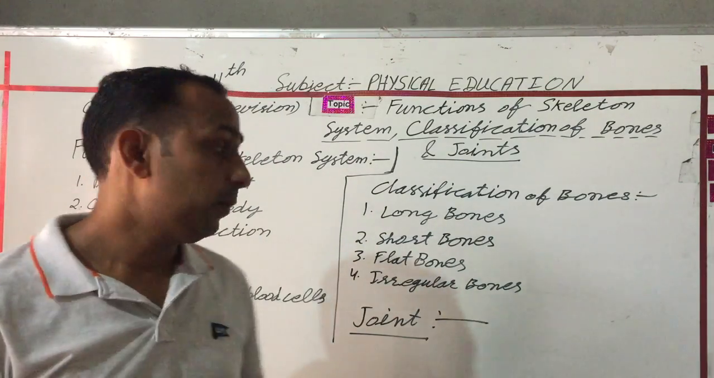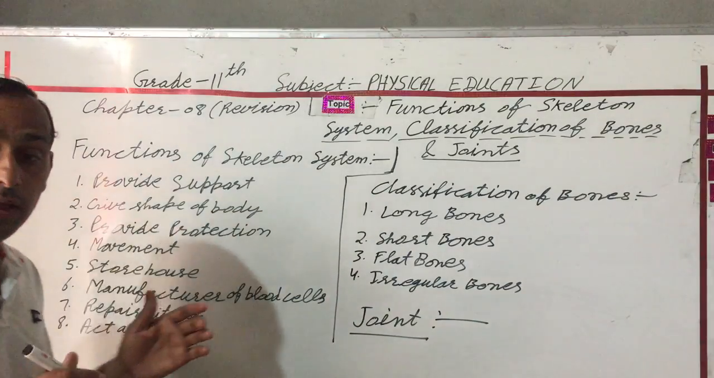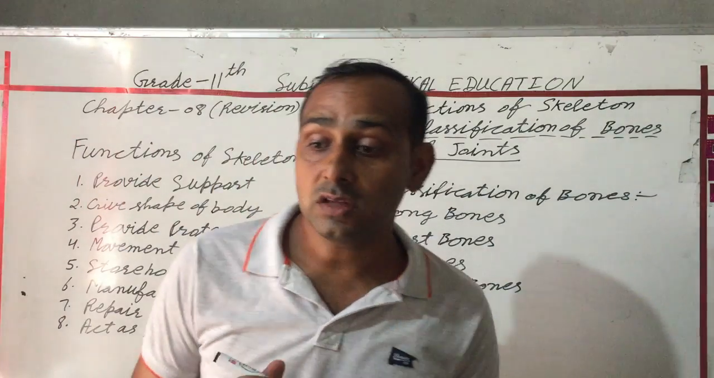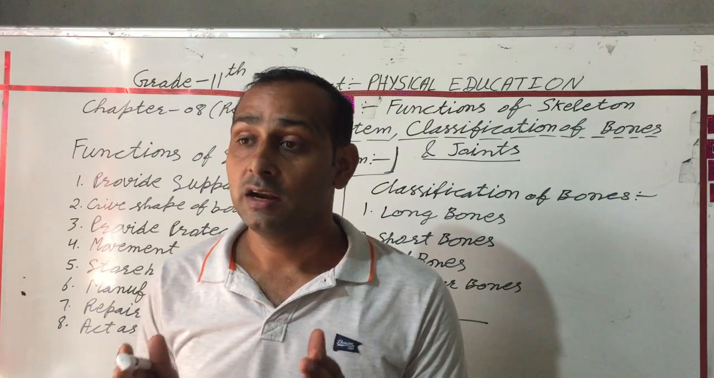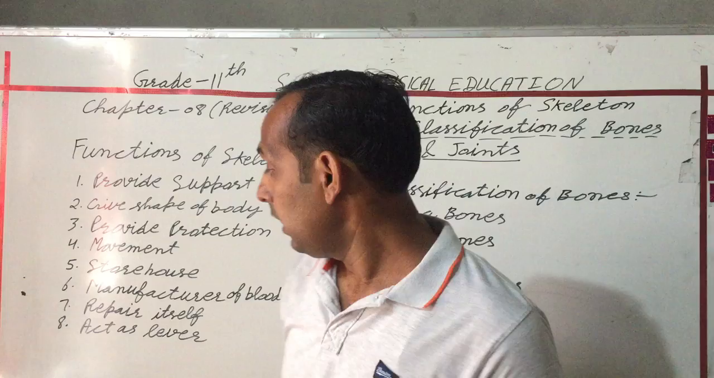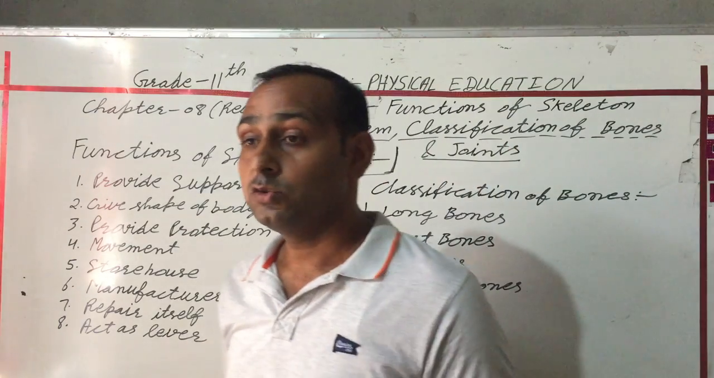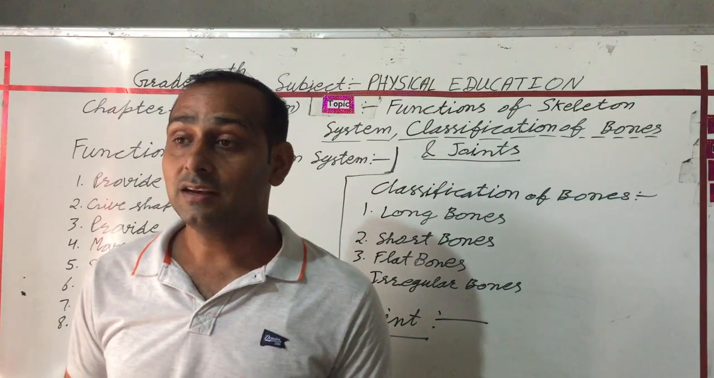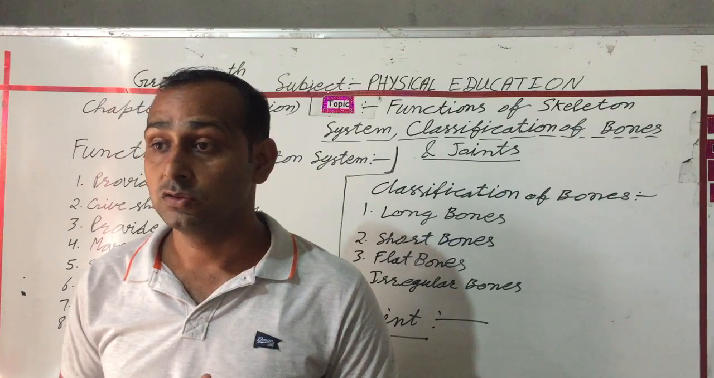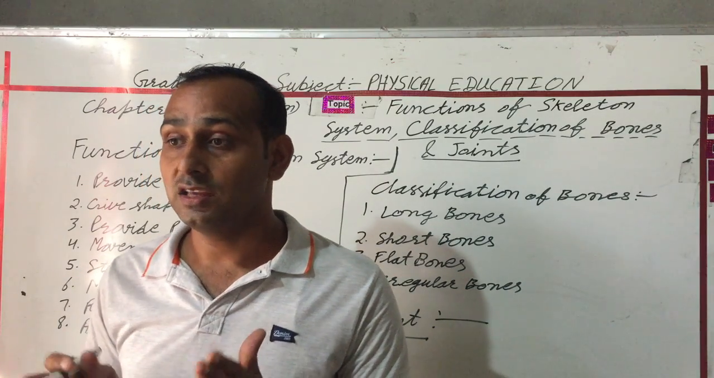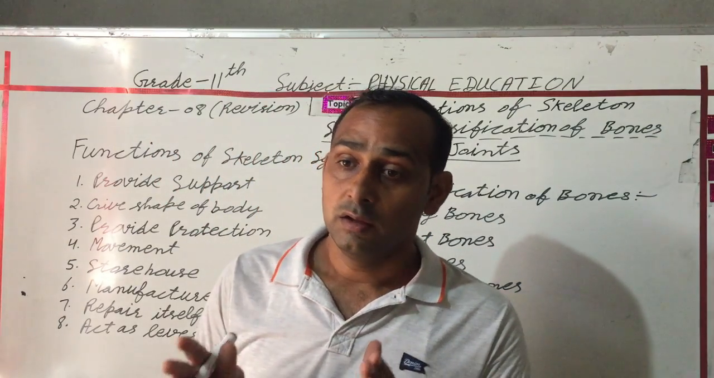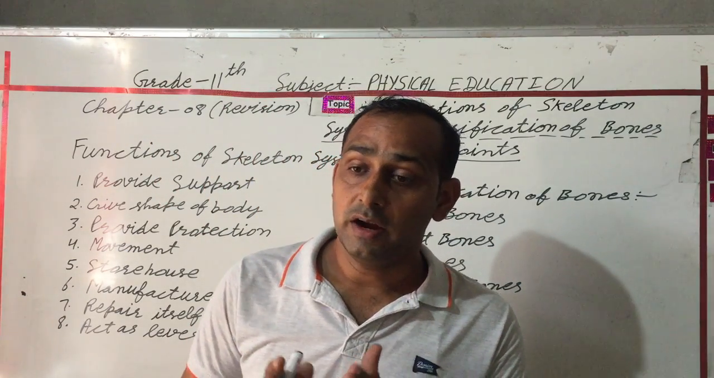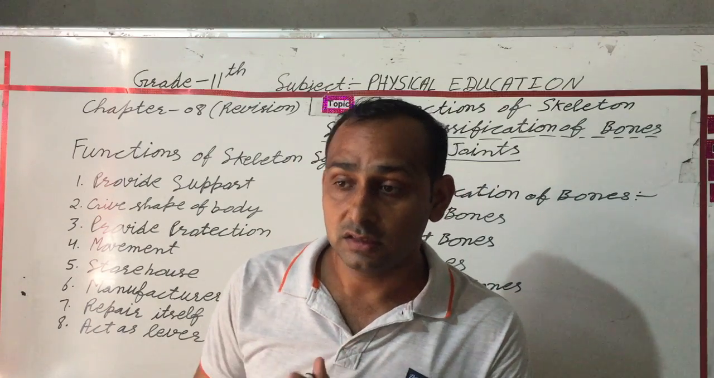Next is repair itself. Bones are capable of self-repair whenever they are damaged. Next is acting as levers. Bones act as levers in our body. These help to do work easily and provide movements. Okay, this is the main skeletal system and functions of the skeletal system.